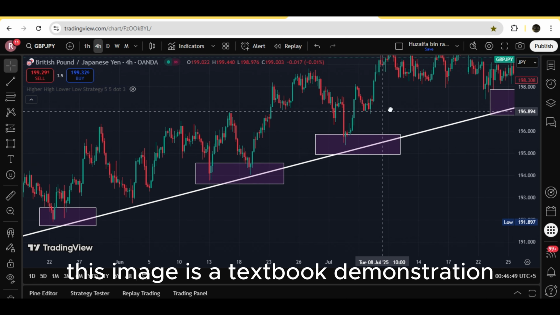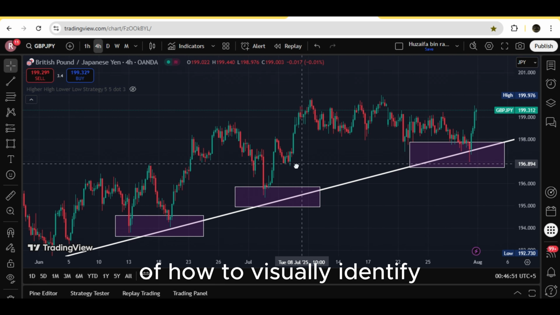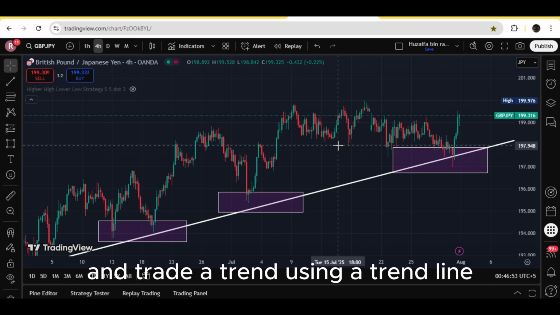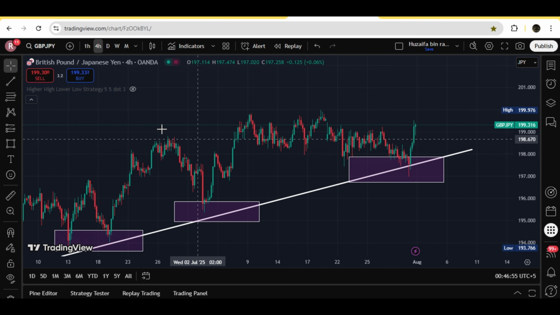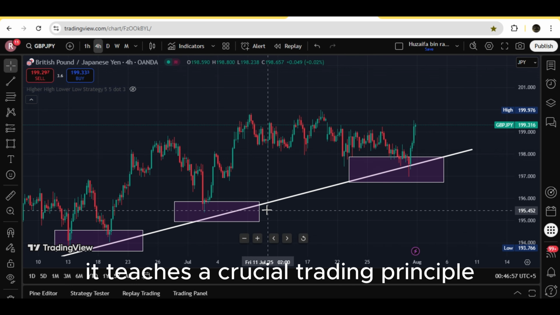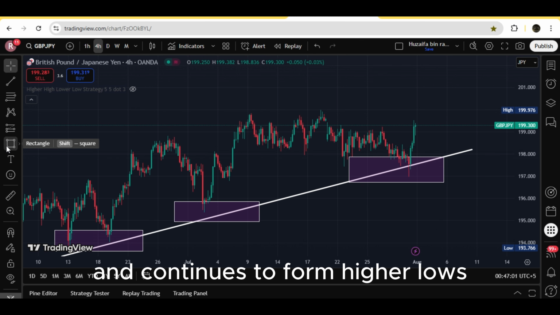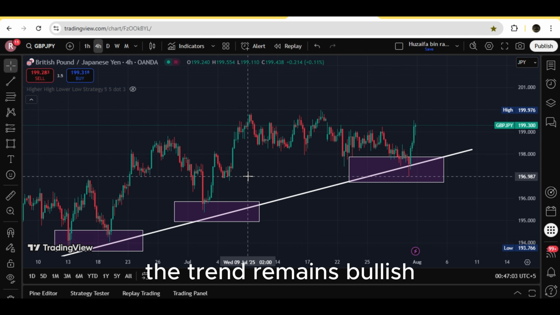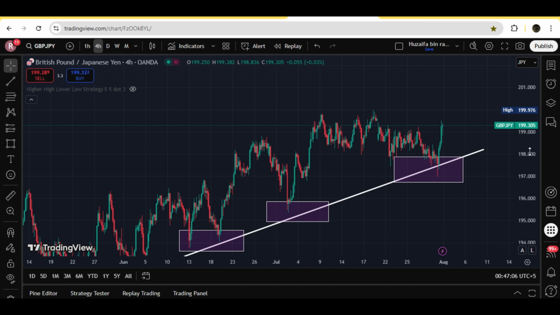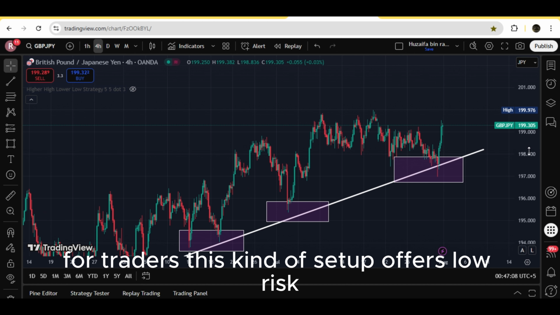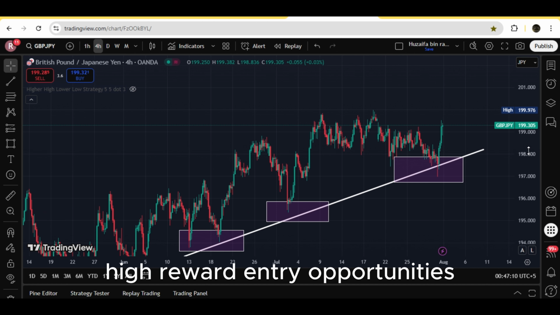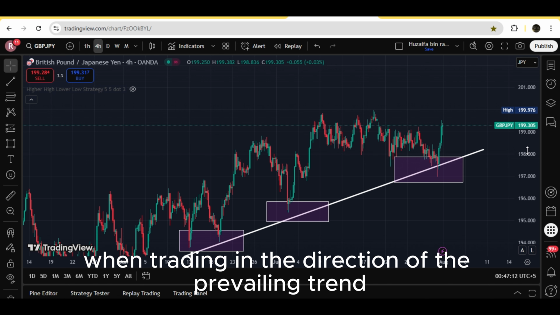This image is a textbook demonstration of how to visually identify and trade a trend using a trend line. It teaches a crucial trading principle. As long as price respects the trend line and continues to form higher lows, the trend remains bullish. For traders, this kind of setup offers low-risk, high-reward entry opportunities when trading in the direction of the prevailing trend.